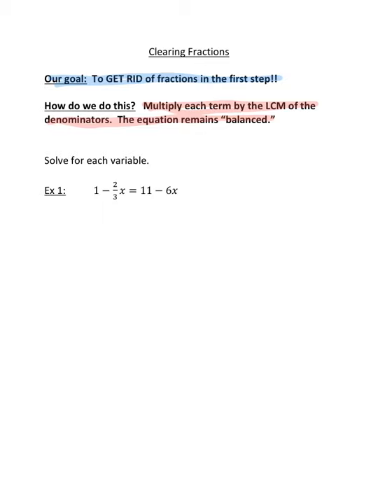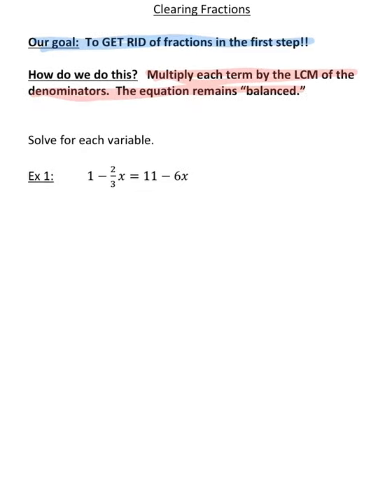So in example 1, we have one fraction, 2/3, so we only have one denominator. The least common multiple of 3 is just 3. That means we're going to multiply every term by 3. Remember, terms are separated by plus and minus signs, so there are 4 terms here.